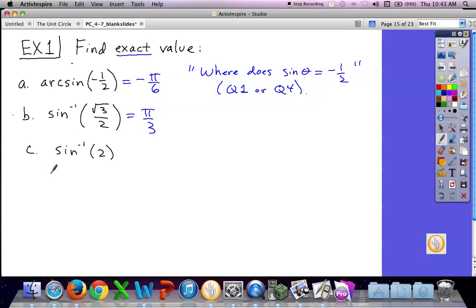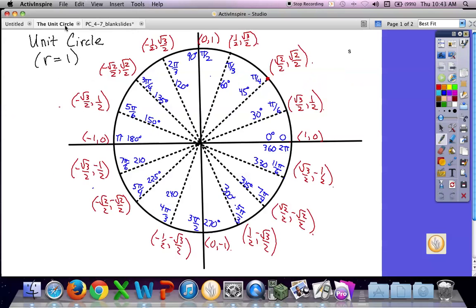Okay. What about the last one? Where does sine equal 2, in between -π/2 and π/2? Okay. Where does sine equal 2? I'm just saying, tell me, where does sine equal 2? Where is the y-coordinate equal to 2?